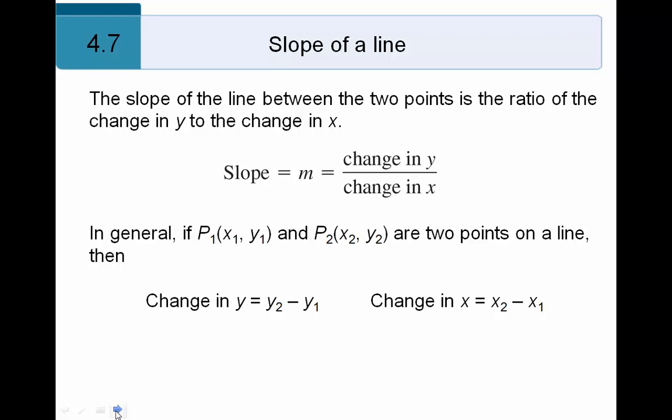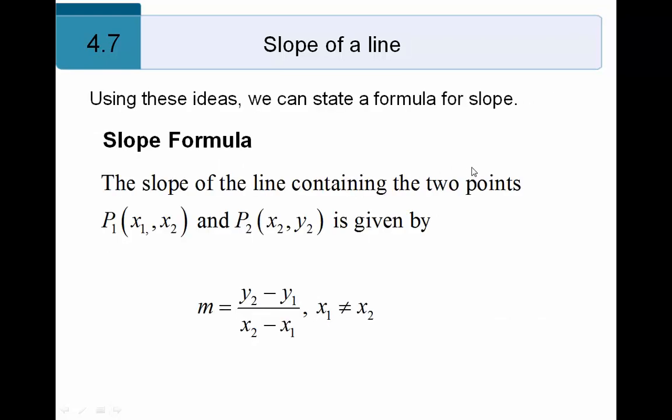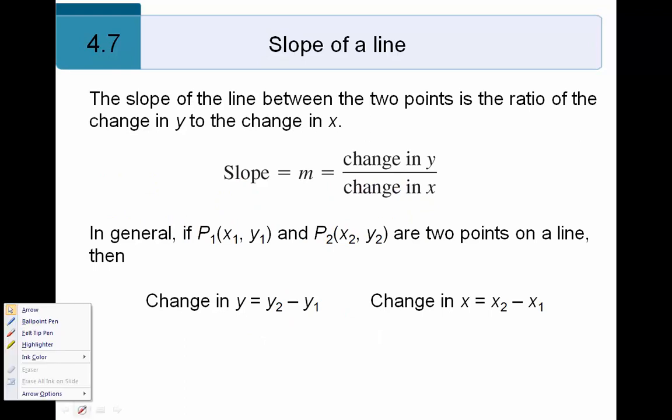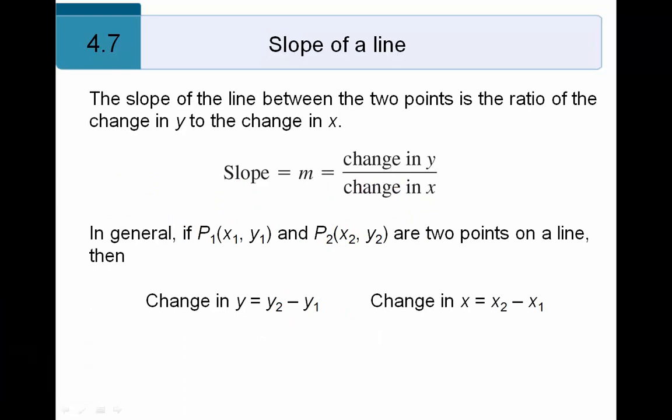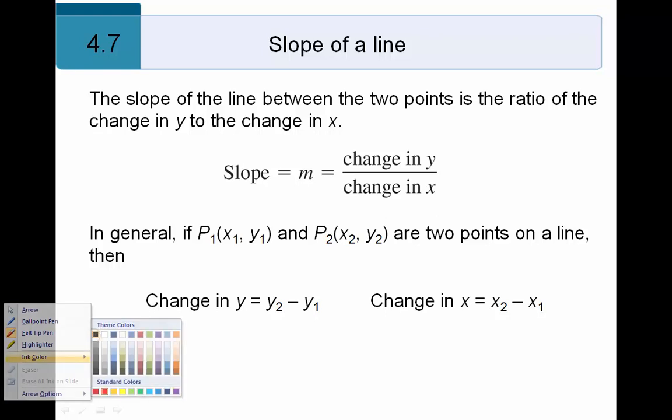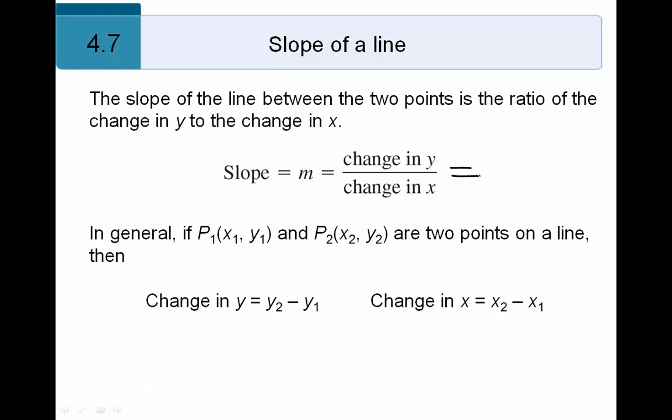Slope m is equal to change in y divided by change in x. Sometimes you'll see it written like this. Some of you may have seen that before. Okay?